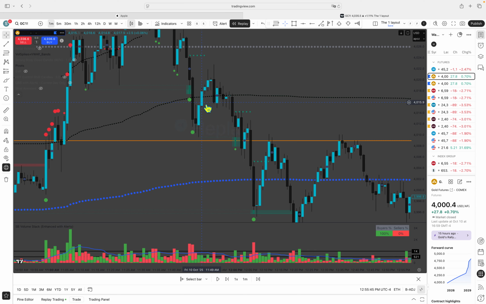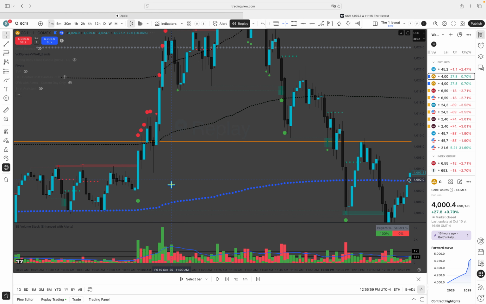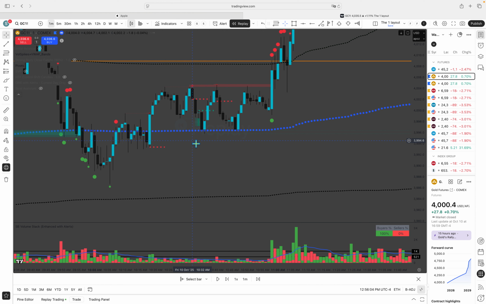4,015. So even if you got in at 4,016, you could have probably caught up to here and maybe got wicked out at 40.21. 5 point move on gold, adding on to a position, if it allows you to, or gives you enough room to breathe, right? Those are mainly the levels that you want to see for gold.